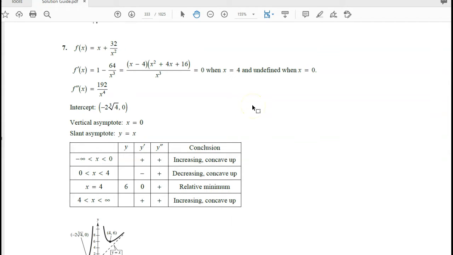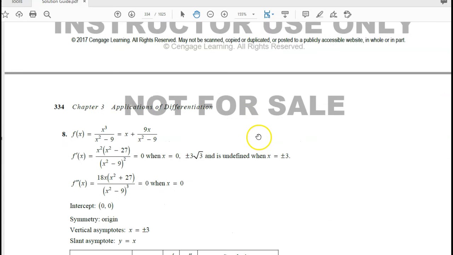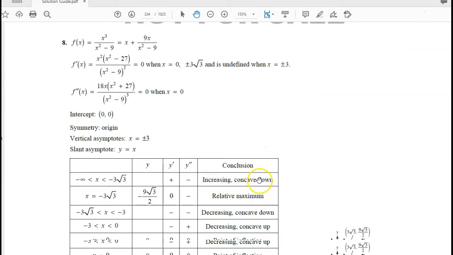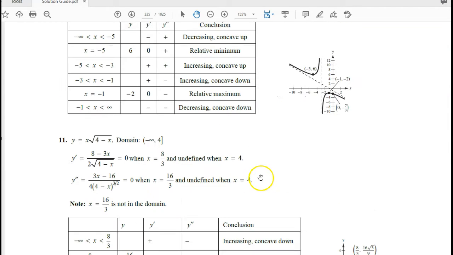Okay, so what else did we have? We had 7, we had 9, and 11. You want to pick one of those to do from the beginning? Okay, 11. So what's the problem for 11? All right, 11.